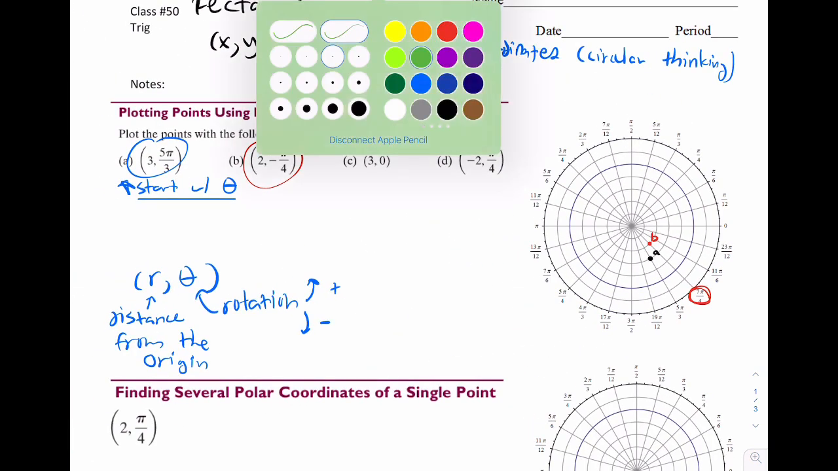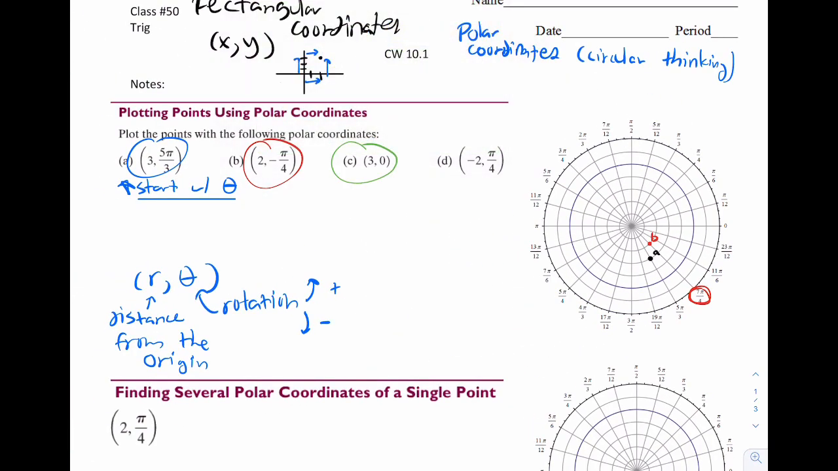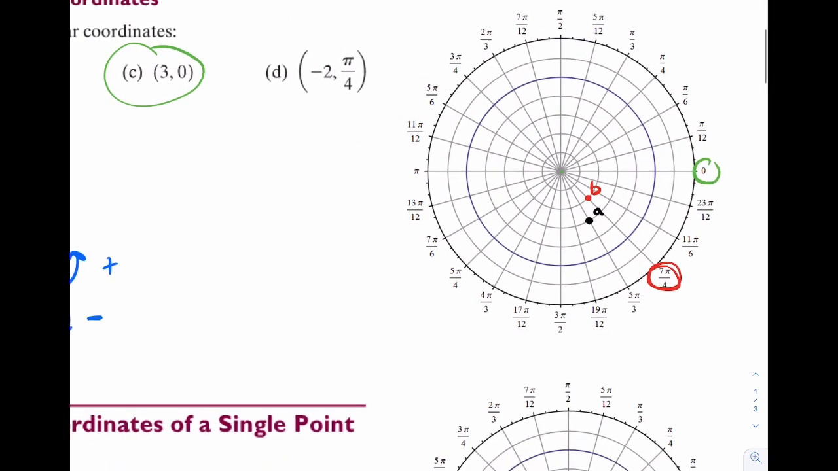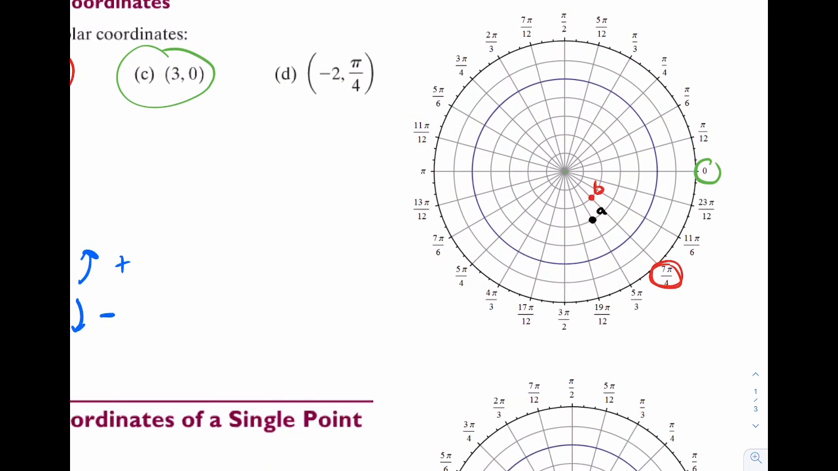Okay, next one. I'll do this in green. 3, 0. So don't get this confused with rectangular. This is a polar coordinate. Look at the 0. You're standing at the origin. And just walk 3 steps forward. 1, 2, 3. There's your dot. Notice how it is the same as a rectangular, but that's purely a coincidence.